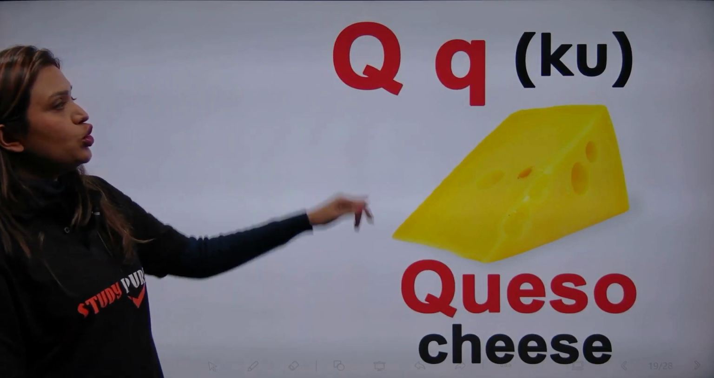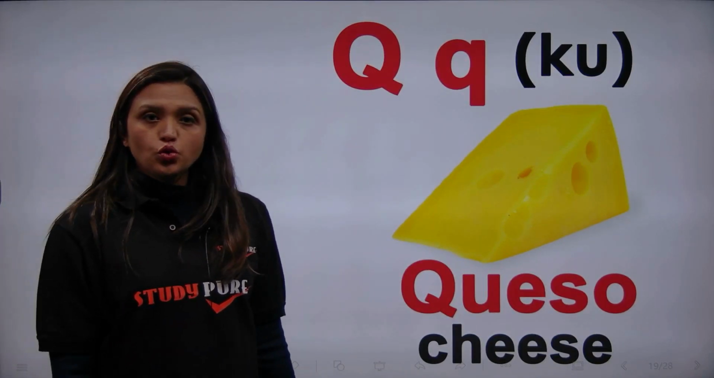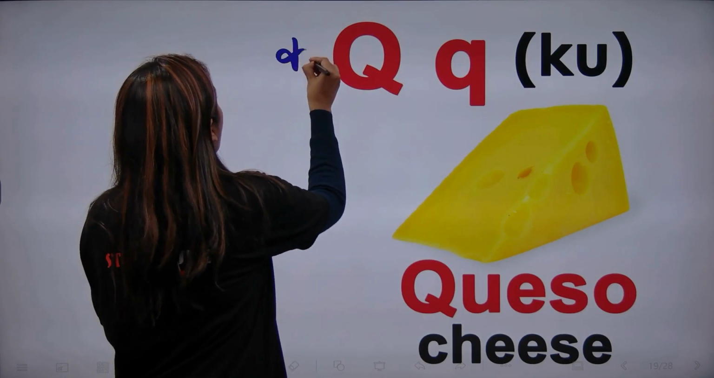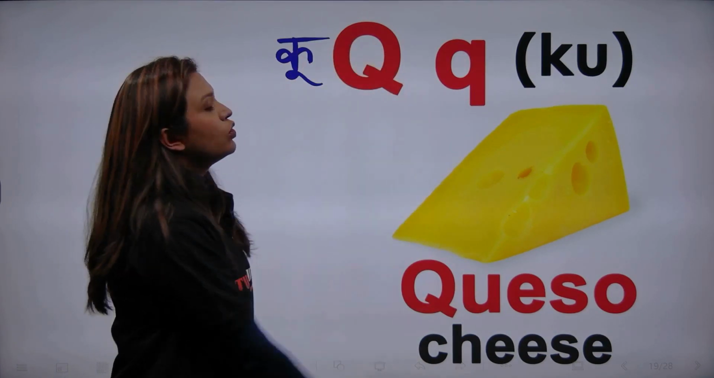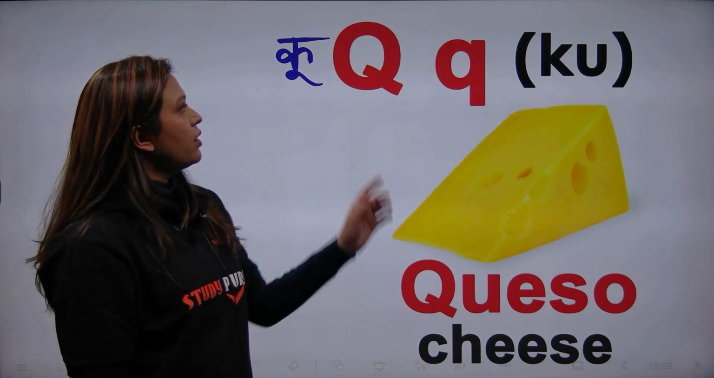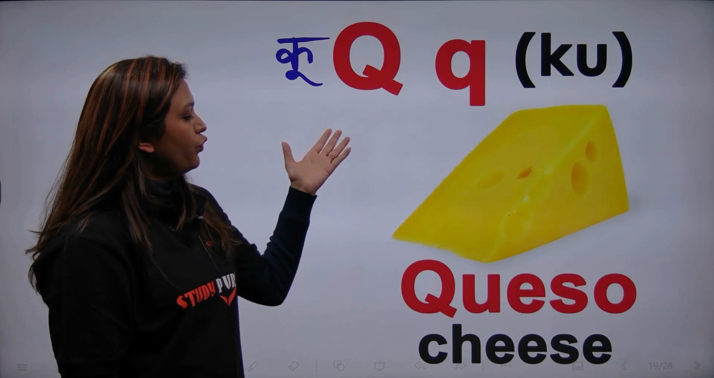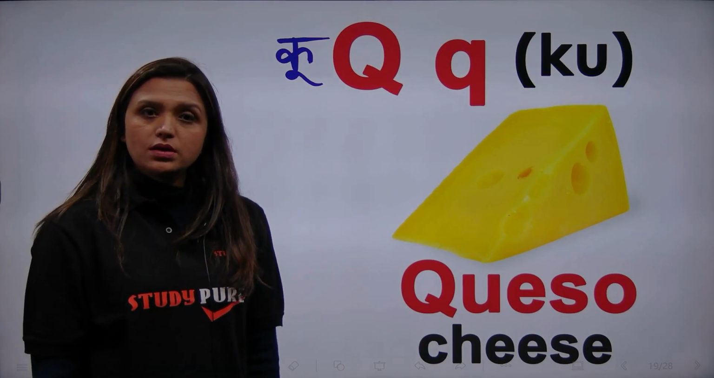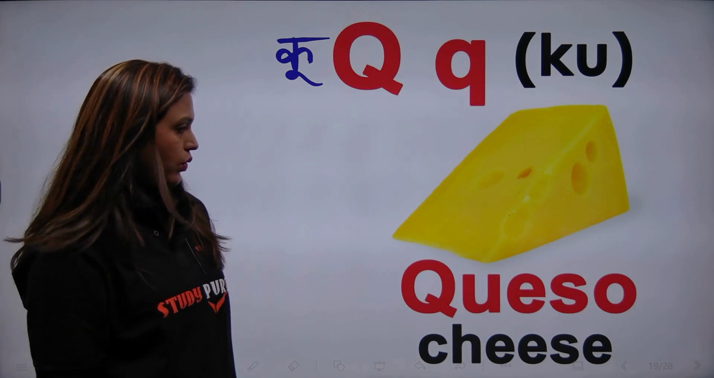Next, Q. Q is called Ku. Ku. That's the sound of Q. And Q for queso. Queso is cheese. Queso. Okay.